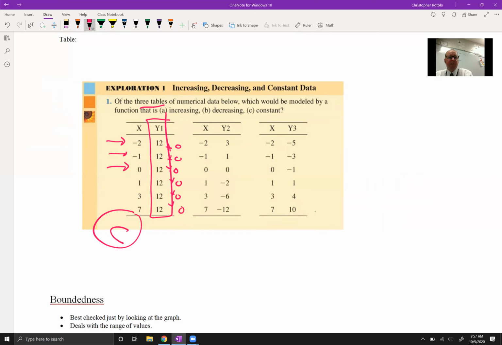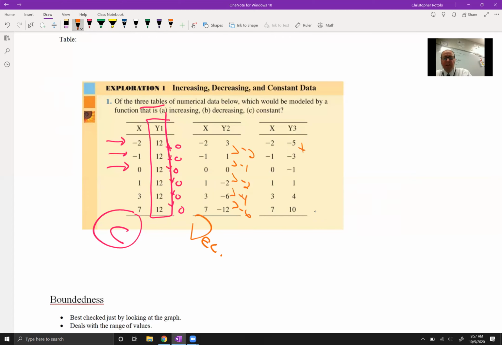When we look at the next one, right, this is going to go down 2, down 1, down 2, down 4, down 6. Now, I'm not looking to see what type of function it is. I just want to know if it's increasing or decreasing. But what happens each time is the values are going down from the last one. So that makes this decreasing.